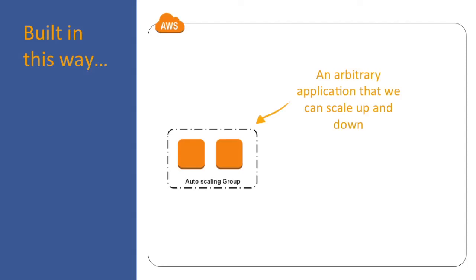So what is it we're going to walk through? I'm going to build something in this way. We're going to have an arbitrary application in an auto-scaling group. So shown here, I've got two instances running some application. It could be a web application, it could be a SharePoint site, it could be anything really that is running on EC2 as part of a scaling group to implement elastic capacity.